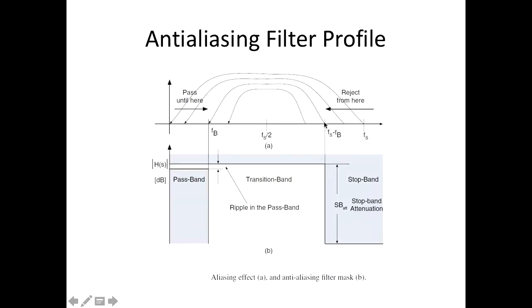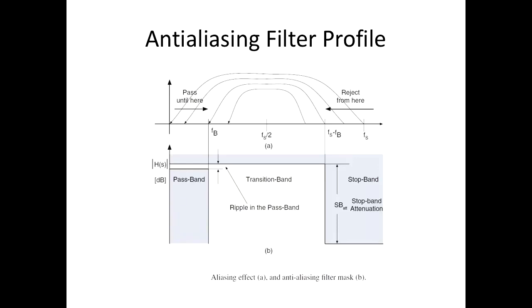So we have to stop from fs minus fb onward, and that is the reason we should have the stop band here. But if you are using a high frequency clock, the advantage is you don't need a narrow transition region. You can have a much higher slope. It is possible. So please think about it and get in touch with me if you have any questions.